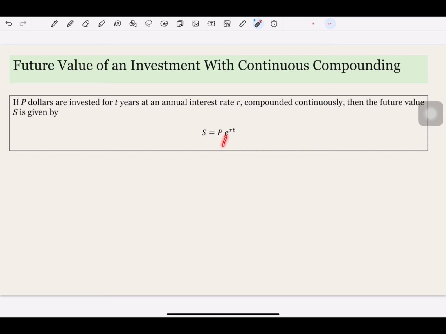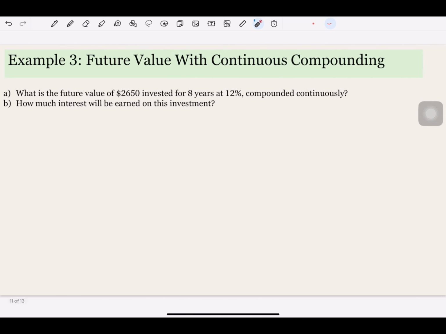Here e is Euler's number, a mathematical constant used in exponential growth. This formula shows the maximum possible growth for a fixed interest rate. This is what happens when the interest is being added infinitely often in time. Okay, so let's try an example.